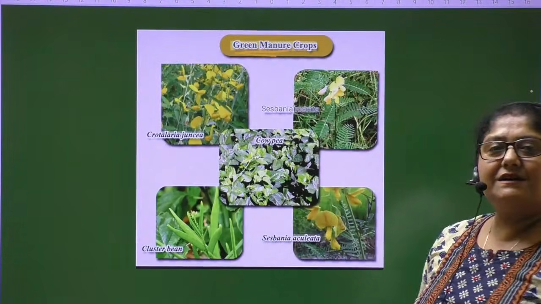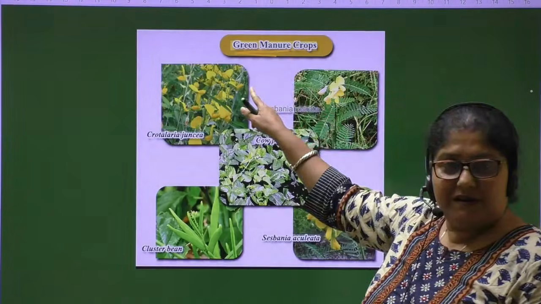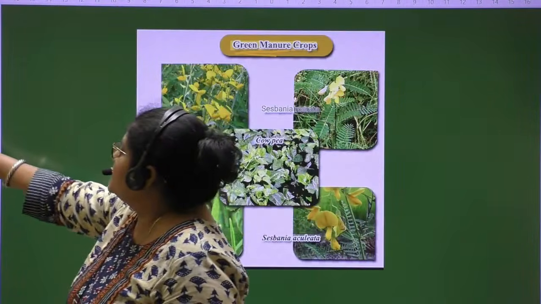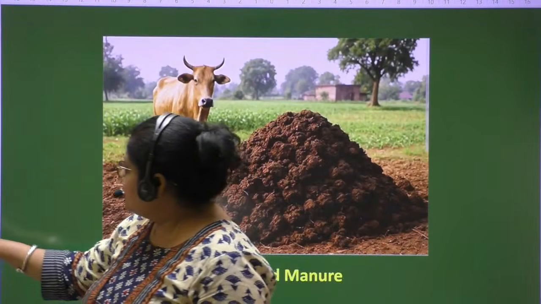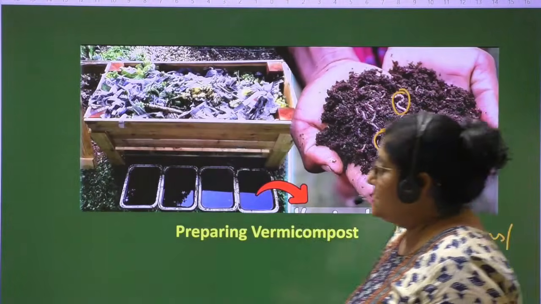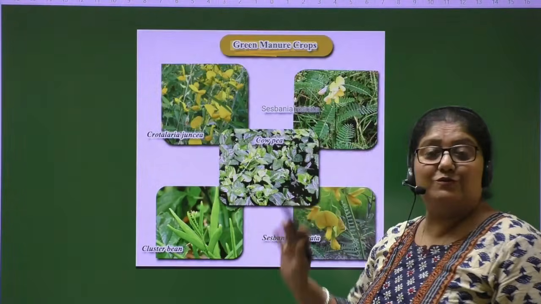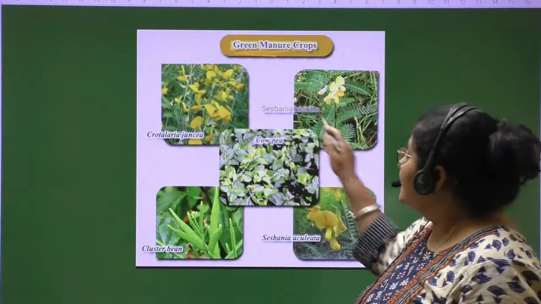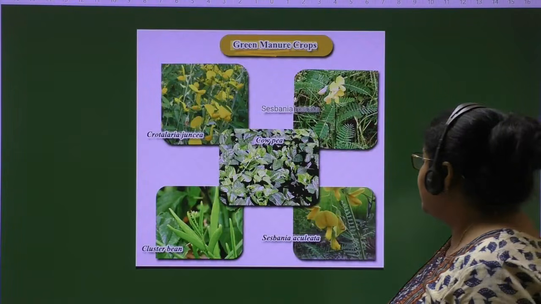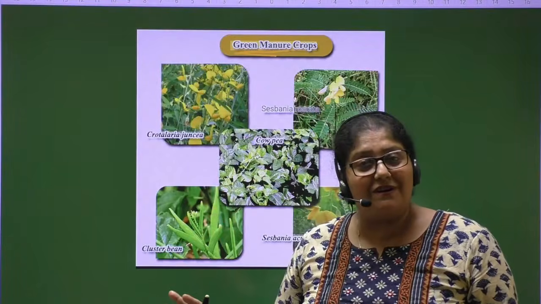Let's come to the green manure crops. Mark what it says. It says green manure, right? It is not something which looks brown like this farmyard manure, nor does it look like this vermicompost or compost. Here we are seeing proper plants which are used as manure. Yes, indeed, these plants, Crotalaria, Sesbania, cowpea, cluster bean, Sesbania aculeata, are all plants which are used as manure. How is that possible?